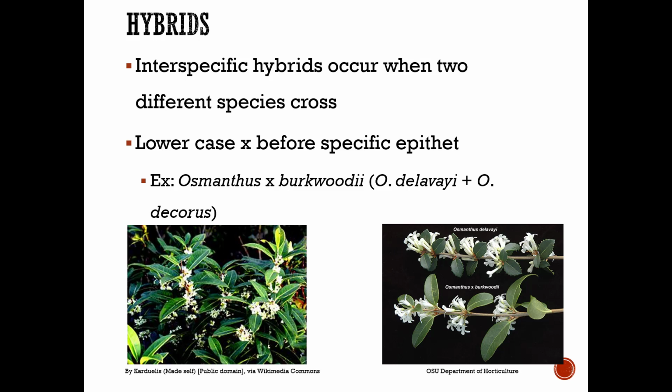So interspecific hybrids, there's two types of hybrids, occur when two different species cross, and there's a lowercase x before the specific epithet. This plant is on our plant list. This is Osmanthus x burkwoodii, which is a hybrid of Osmanthus delavayi and Osmanthus decorus.